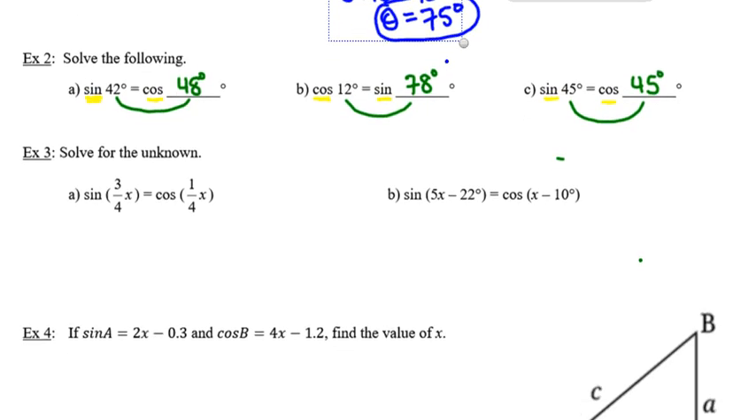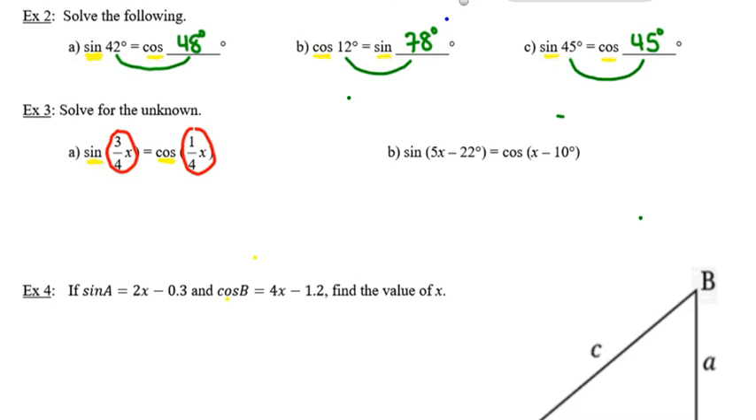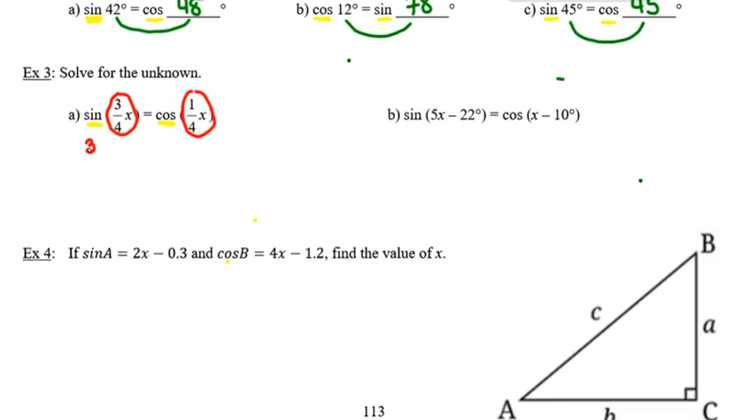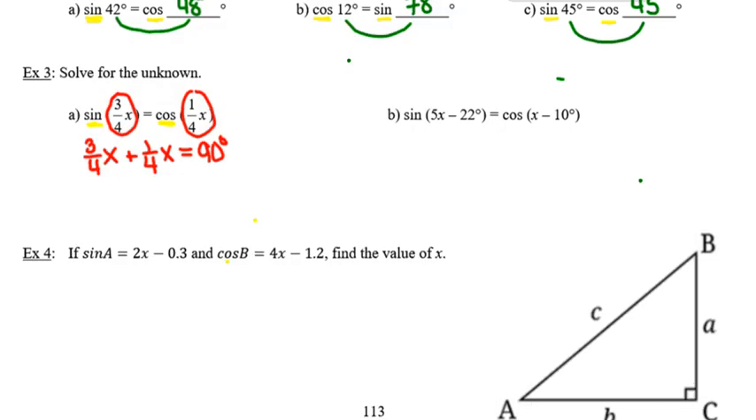Example 3 is just a slight variation on that. Again, notice that on one side of the equal sign we have sine, and on the other side we have cosine. And if that's the case, we know that those two angles that we're working with have to be complementary, or in other words, have to sum up to 90. So I can write a little equation here that says the first angle 3/4 x plus the second angle 1/4 x has to total to 90. 3/4 plus 1/4 is of course 1. So 1x, or just x, ends up equal to 90.